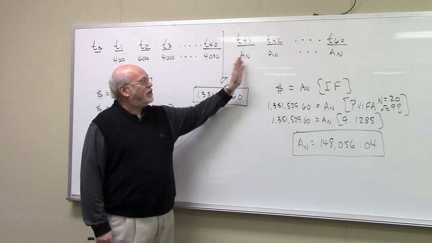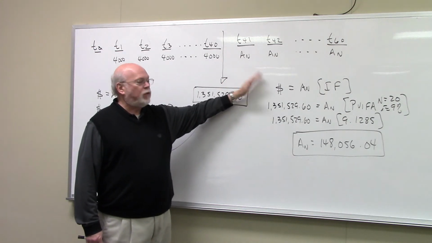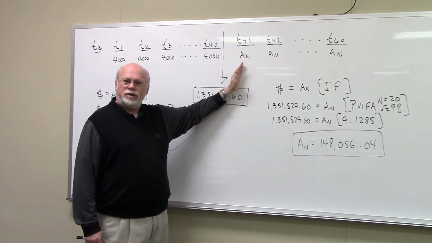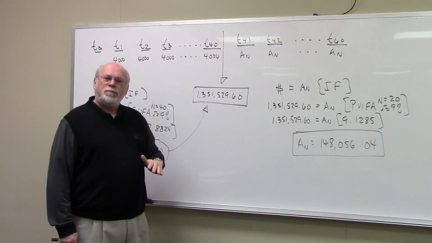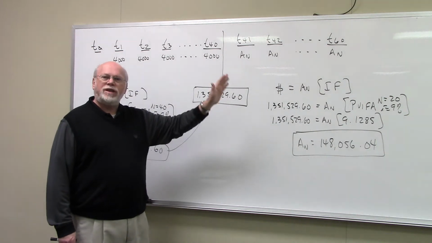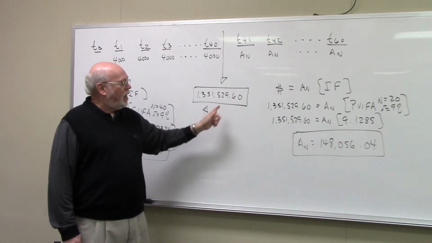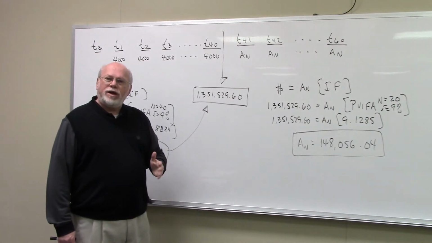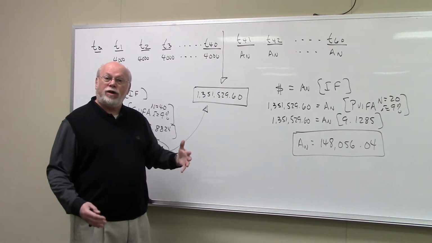Now, as you look at this problem up here, this is an annuity problem. First thing you write down is your general equation. Now, in this particular case, what we're looking for is the annuity. How much could they take out every year for 20 years? Note that we already know the big dollar amount. It's $1,351,529.60. What we want to know is what income could we take off that.